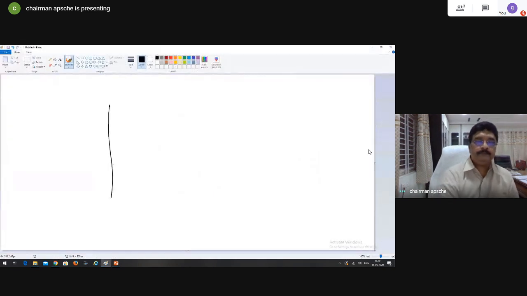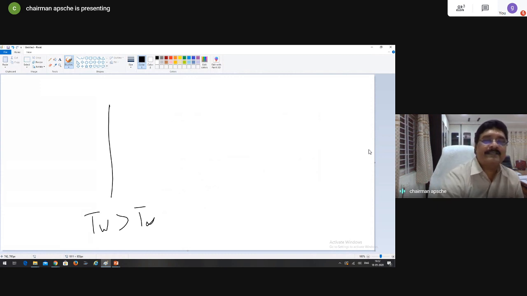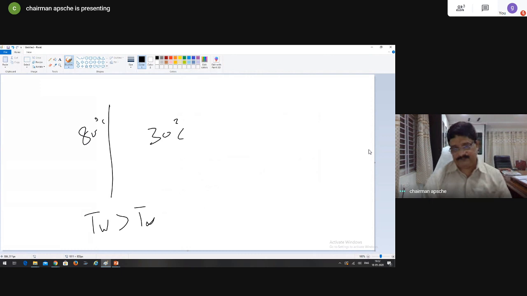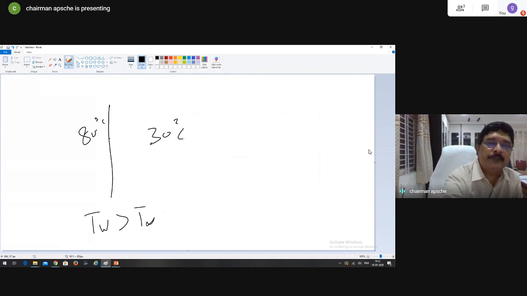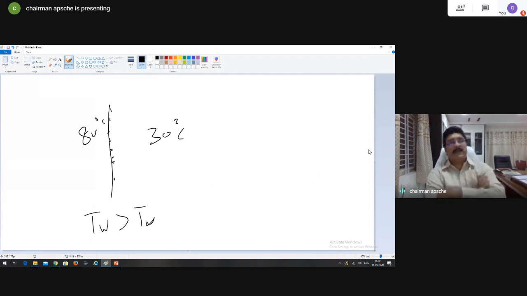Now, Tw is greater than T infinity. That means what? It is hot. Maybe 80 degrees centigrade Tw, 30 degrees centigrade T infinity. Now, what will happen? The fluid is moving all around this plate, and those molecules which come in contact with the plate, they stick on it.